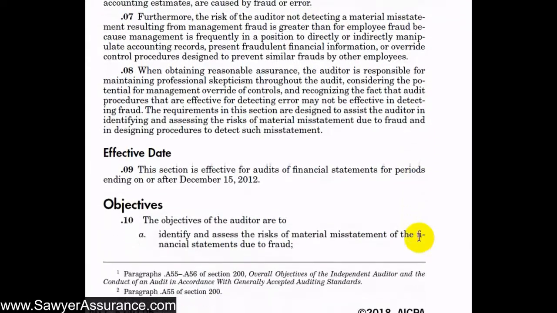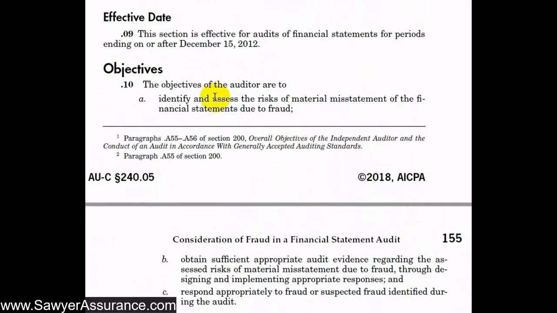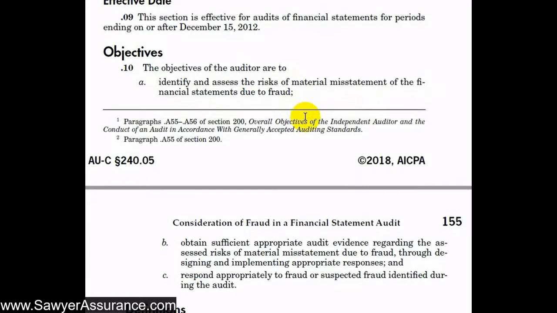Having said that, we can go down to the objectives of AUC Section 240. The objectives of complying with the requirements of this section are to identify and assess the risk of material misstatement of the financial statements due to fraud, obtain sufficient and appropriate audit evidence regarding the assessed risk of material misstatement due to fraud through designing and implementing appropriate responses, and respond appropriately to fraud or suspected fraud identified during the audit. To summarize, by following AUC Section 240, we hope to identify the risk of material misstatement due to fraud, obtain sufficient appropriate audit evidence to support whether there is a misstatement related to fraud, and finally respond appropriately when we do detect material misstatements due to fraud. The next several videos in this series will discuss what we can do to achieve these objectives.